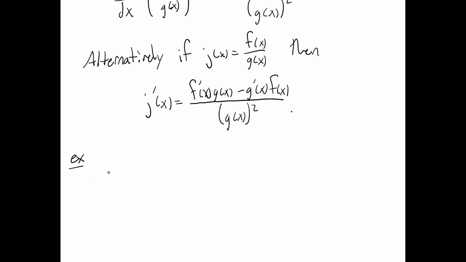But here, let's let j of x equal 3x to the 4th, and our denominator, let's let it be 2x minus 1. Okay.